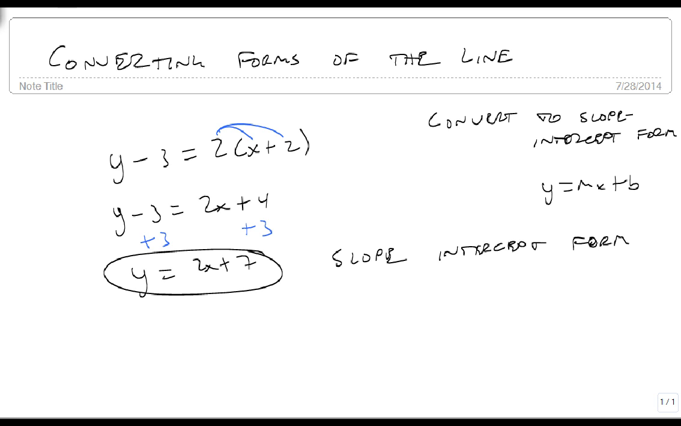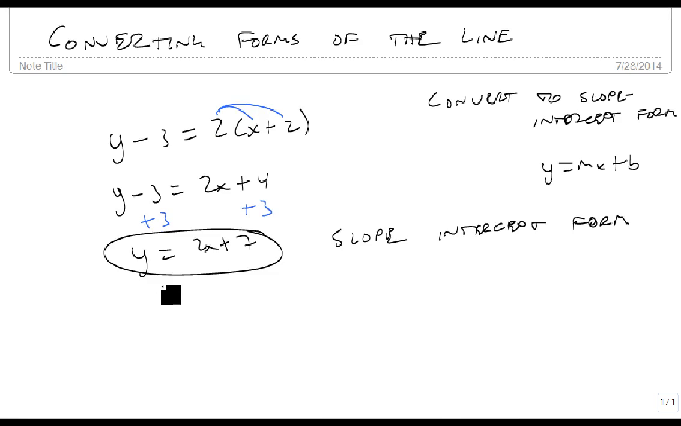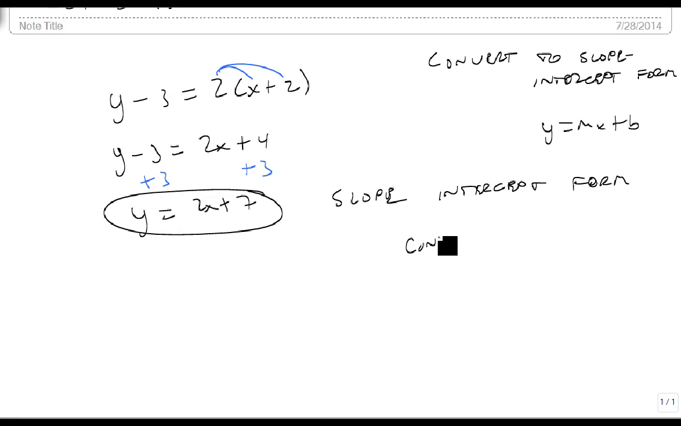And that's the form that we generally want to use. We start at 7 for our graph, and it goes up 2 over 1, or down 2 to the left 1, and so on and so forth, allowing us to get the information we want from it. Well, we could go a step further, and we could convert to general form.